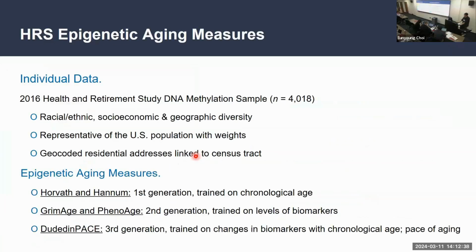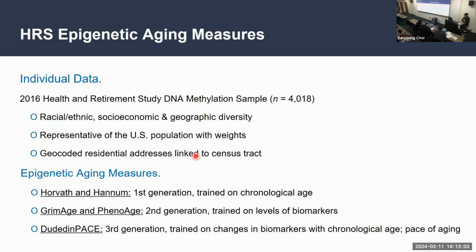To get the epigenetic aging measures, we use the 2016 DNA methylation sample, which is a random subsample of the HRS. And because of that, it has racial, ethnic, socioeconomic, and geographic diversity. And with survey weights, it is representative of the US older population. All respondents have geocoded residential addresses linked to the census tract.